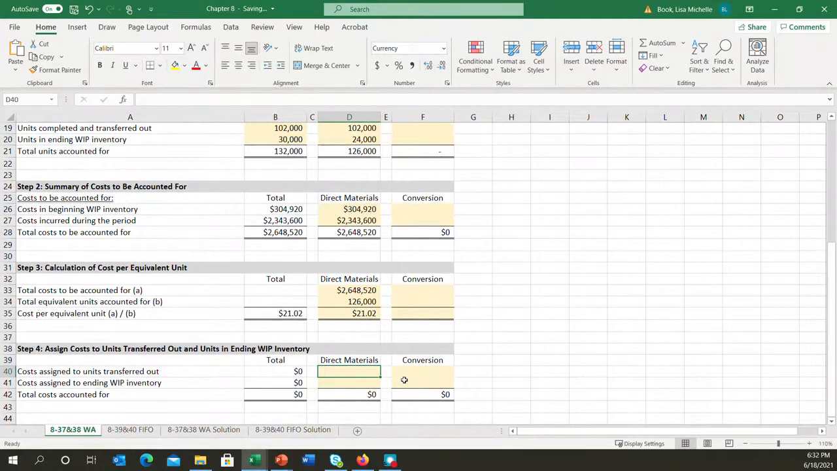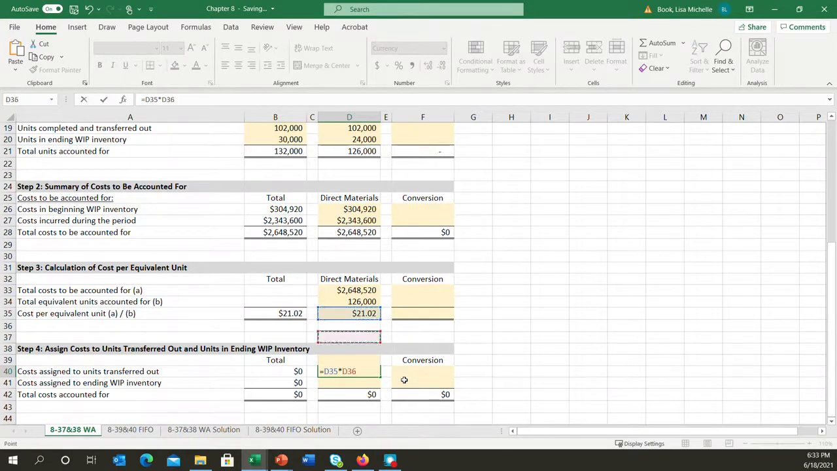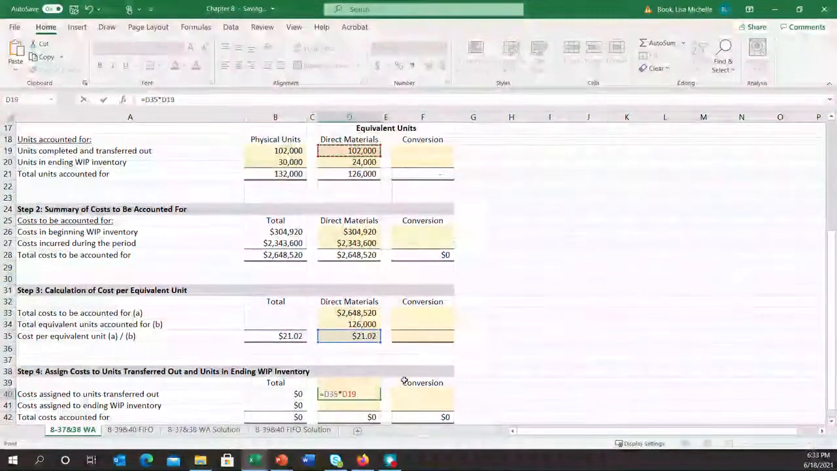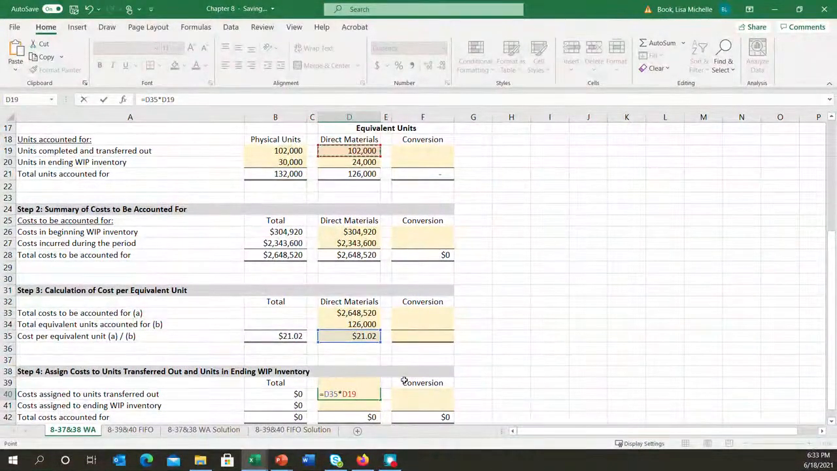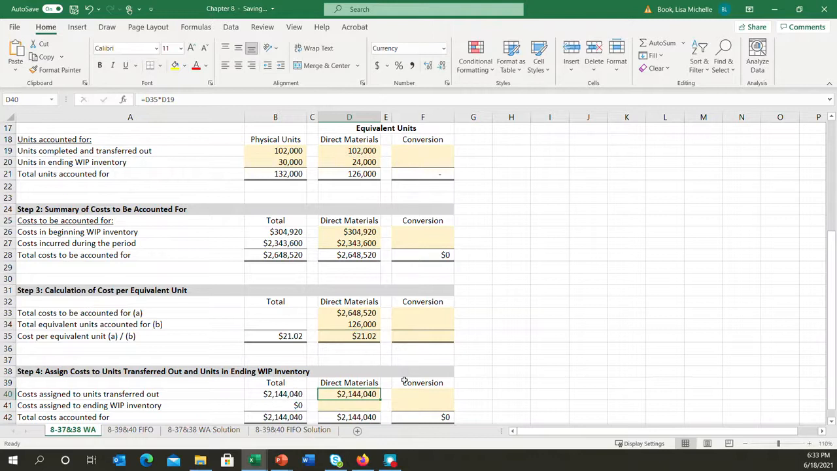For example, for my cost assigned to units transferred out, again, the $21.02 times the number of units that were completed and transferred out under materials, which is 102,000, gives me direct material costs assigned to units transferred out of $2,144,040. For ending inventory, it's a little different.